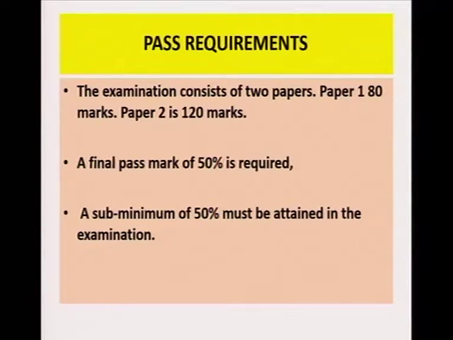So the two papers put together, you should score 50%, meaning you are writing a 200 mark examination in terms of the two papers combined. For you to pass this course, you must score at least 100 marks across both papers. As an example, you could score 30 or 40 marks in paper 1 and 60 marks in paper 2. The two combined should at least give you 100 marks, meaning obtaining the sub-minimum of 50 in the examination.